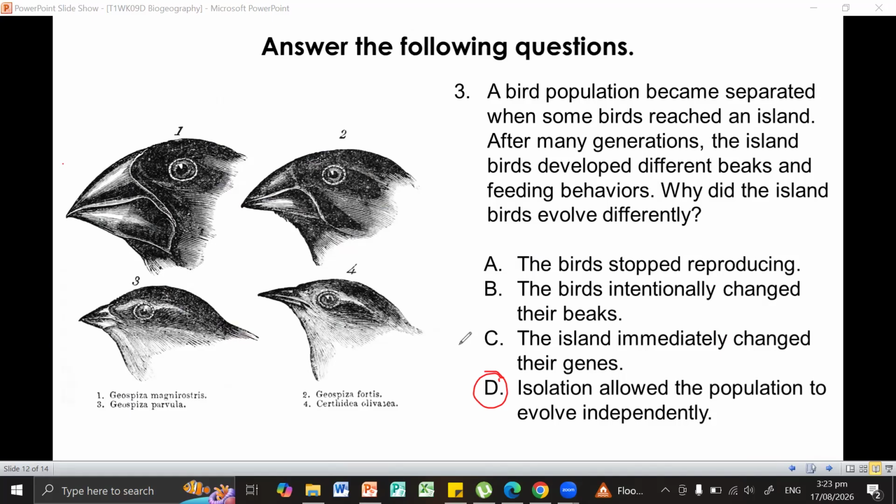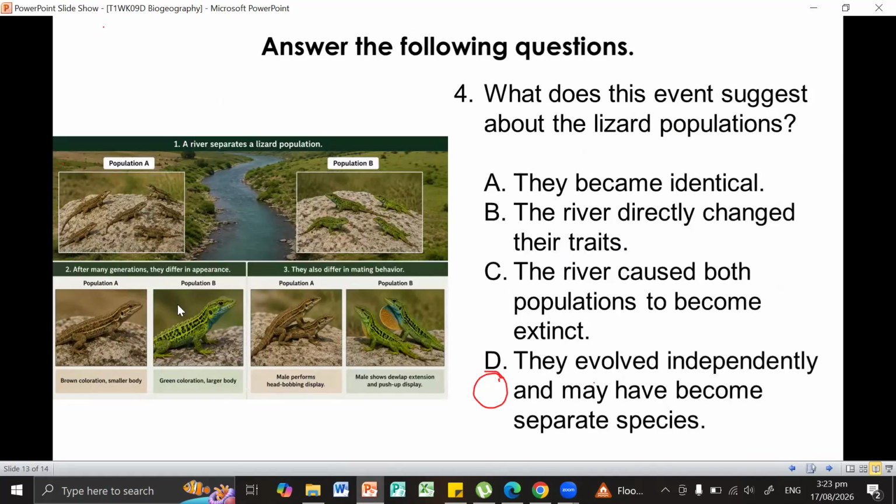Okay, next is number four. So, you have two species of lizards separated by a river. I'll call them by their color codes. So the brown lizard, some of them remain brown, some of them turn green. Okay, we don't know why. And at population B, which originally was populated with green lizards, some of them turn brown, some of them turn green or different colors.